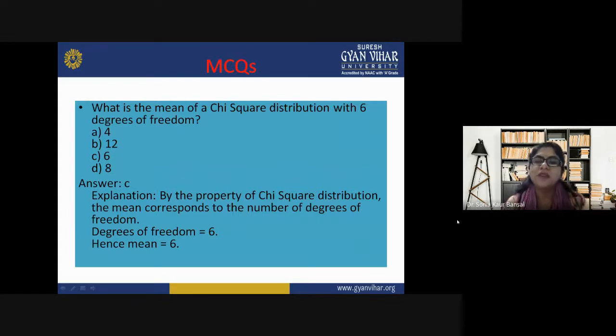What is the mean of a chi-square distribution with 6 degrees of freedom? It's 4, 12, 6 or 8. Correct answer is C, and the correct explanation is given here on your screen. By the property of chi-square distribution, the mean corresponds to the number of degrees of freedom. So degrees of freedom 6, hence mean will be 6. So the correct answer is 6.